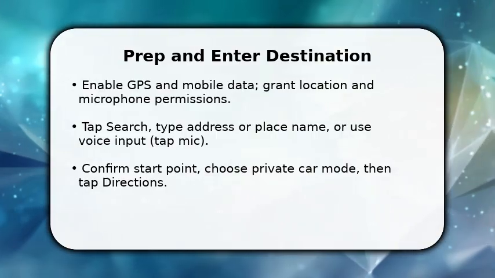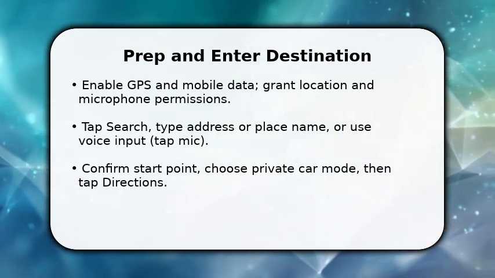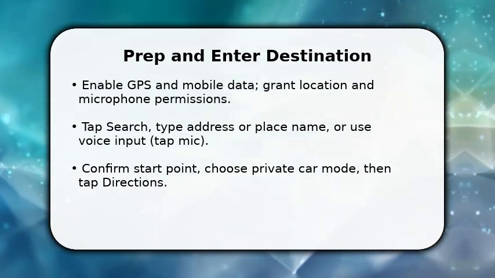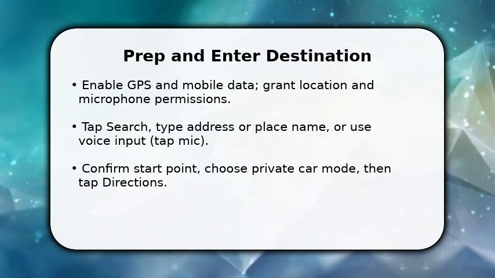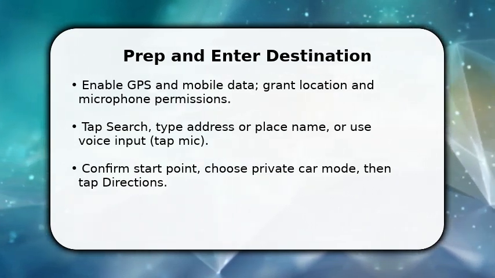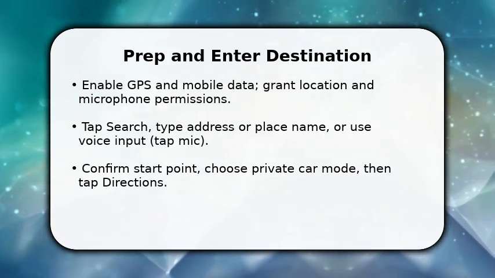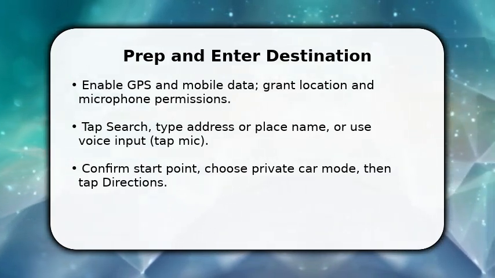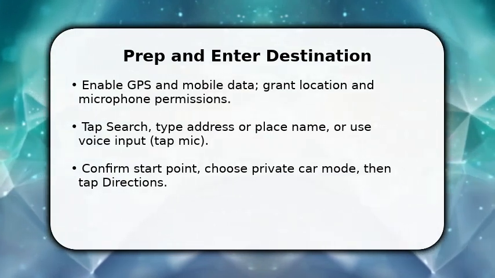You start by giving Google Maps what it needs: location and microphone access. Once done, open the app and use the search bar or tap the mic to speak your destination. Make sure your start point is correct, your current location or a saved address, and switch to driving mode. After that, tap directions. The app will calculate routes immediately. You're now past setup and ready to select the best route option in the next step.